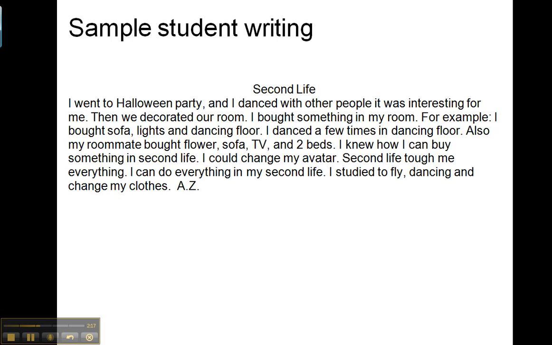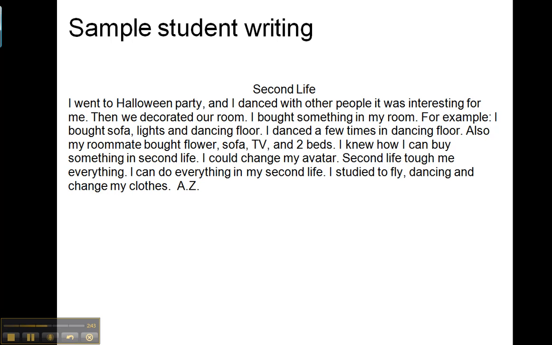I went to a Halloween party and I danced with other people. It was interesting for me. Then we decorated our room. I bought something in my room. For example, I bought sofa, lights and dancing floor, and so on and so on. Second Life taught me everything. I can do everything in my second life. I studied to fly, dancing, and change my clothes.